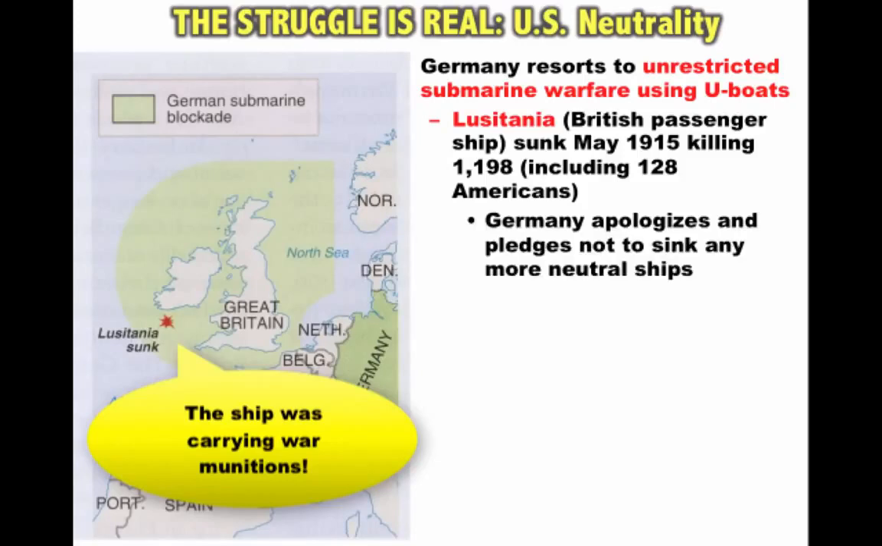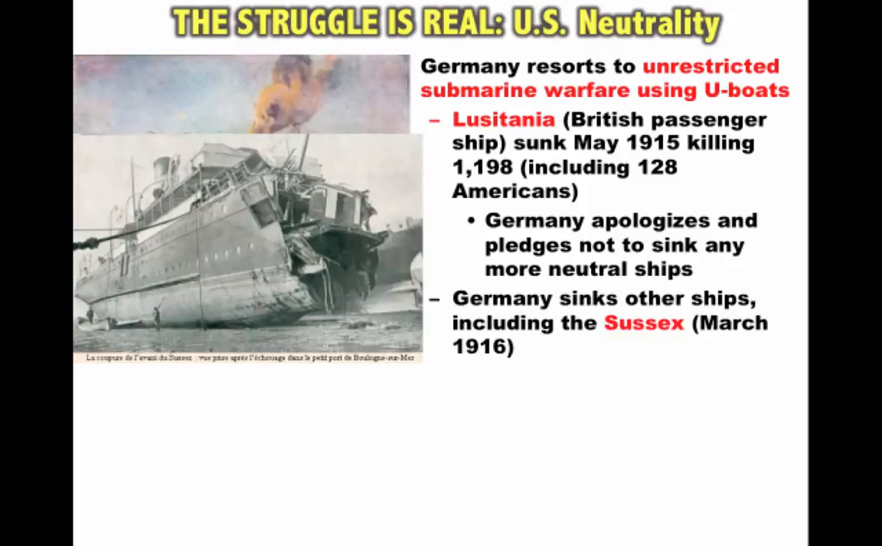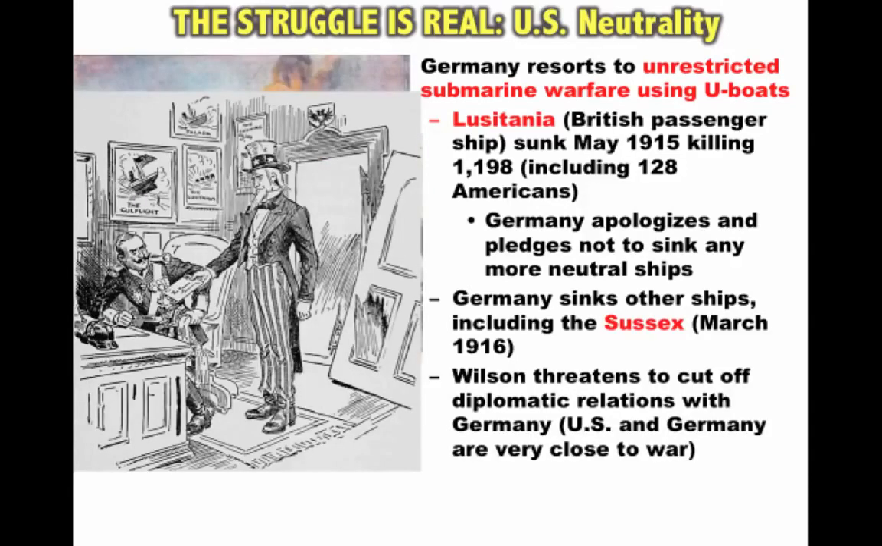Germany does apologize and pledges not to sink any more neutral ships. Things calm down for a moment, but then Germany sinks other ships, including that one you see right there in March of 1916. Wilson once again threatens to cut off diplomatic relations with Germany, and the U.S. and Germany are very close to war.